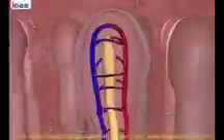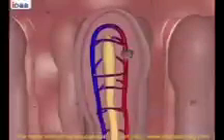Absorption of food in the small intestine. The inner wall of the small intestine has finger-like projections called villi, which have a network of thin blood vessels close to the surface. The villi increase the surface area of absorption and absorb the digested food materials.